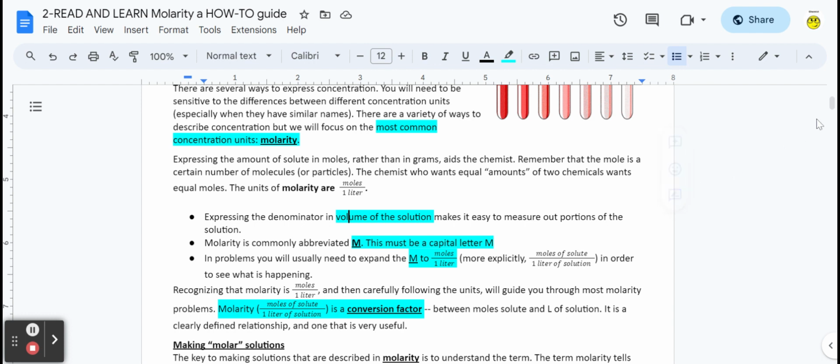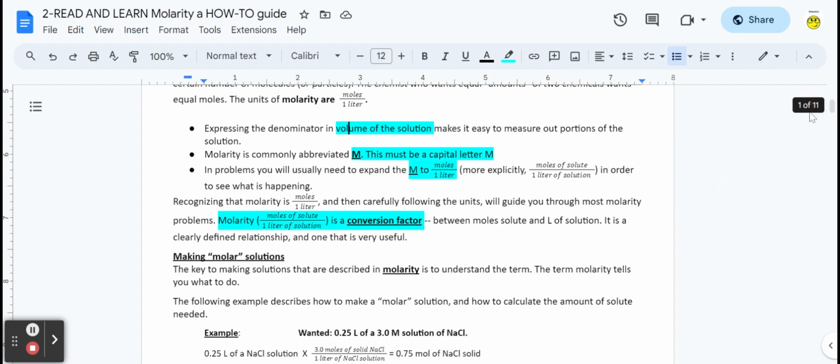Molarity is commonly abbreviated with a capital M, and a capital M is important because remember, if we use a lowercase m, we're talking meters, and in this case, we want to know that we're looking at something slightly different, so capital M. In these problems, you usually need to expand molarity, or big M, to moles over 1 liter. Or explicitly, we're talking about moles of solute. You know how I like to use the substance as well, over 1 liter of solution, in order to recognize kind of what's going on.